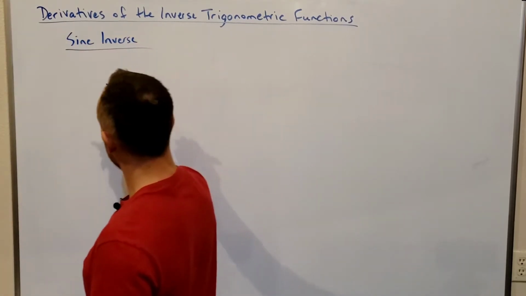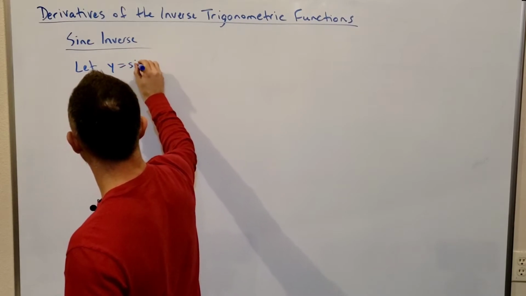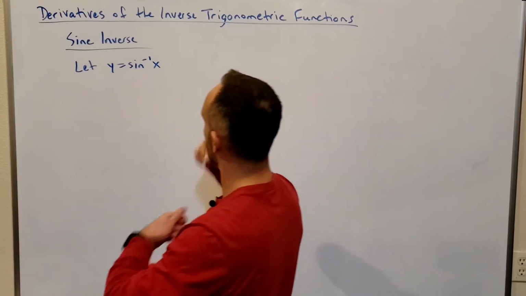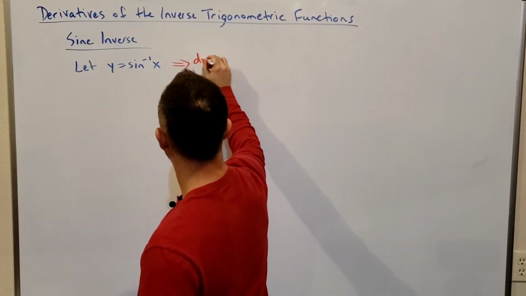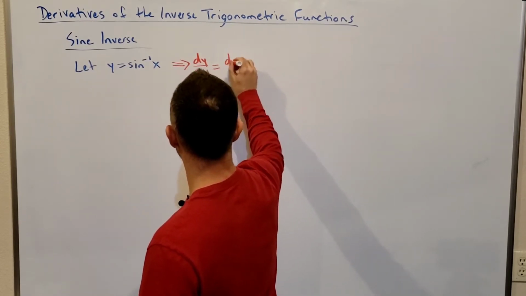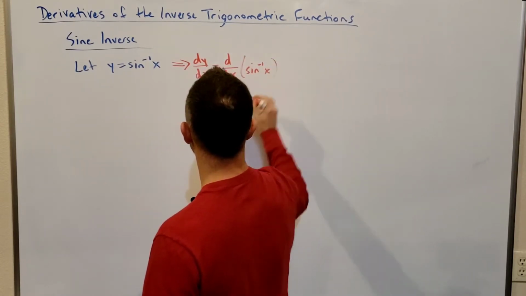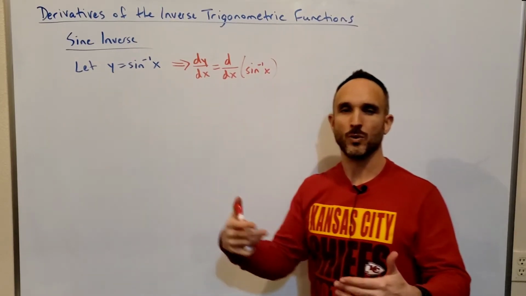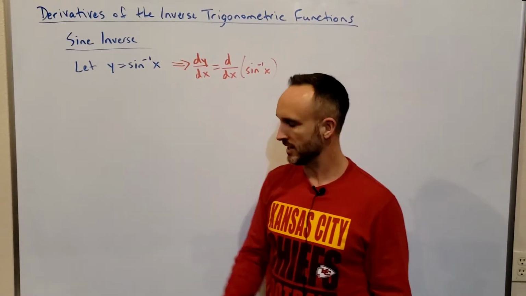So if we let y equal sine inverse of x, then dy dx, if we were able to take the derivative of this, would be the derivative of sine inverse of x. Okay? So by naming sine inverse of x y, we can think of the derivative of sine inverse of x as being the same thing as dy dx.